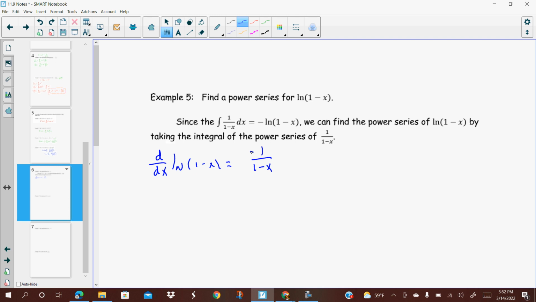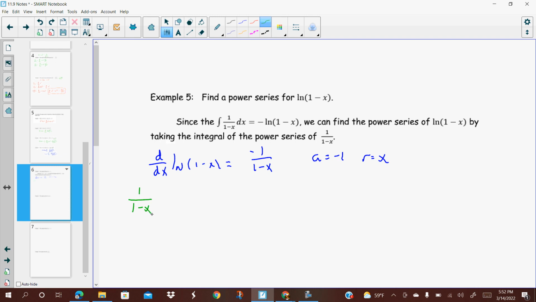So is this now in the correct form? It sure is. It's got an a over 1 minus r. So a is negative 1. R here is technically just x. It doesn't really change in this case. So we can start writing our power function.